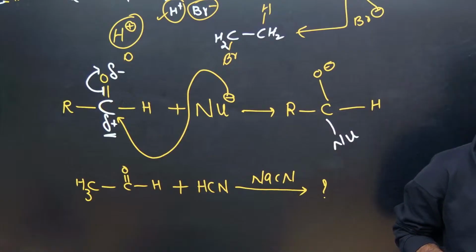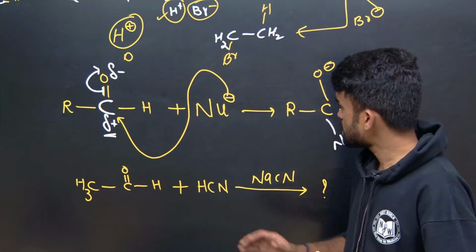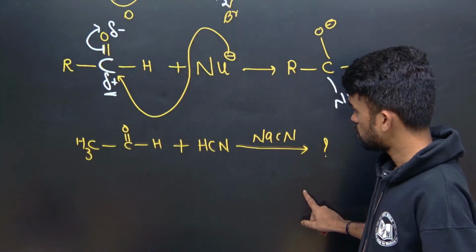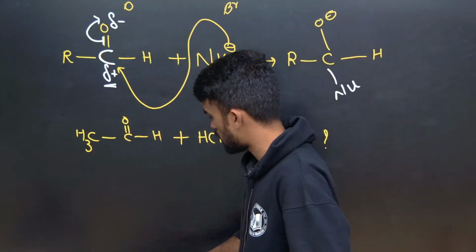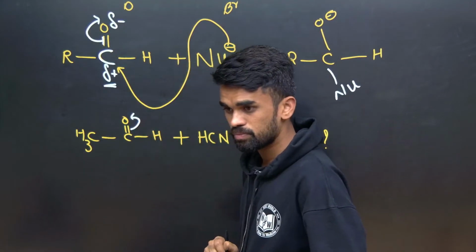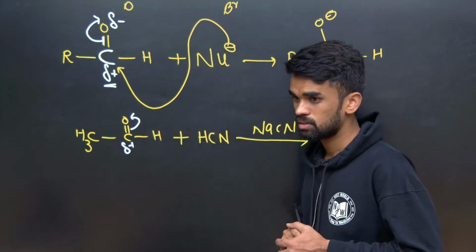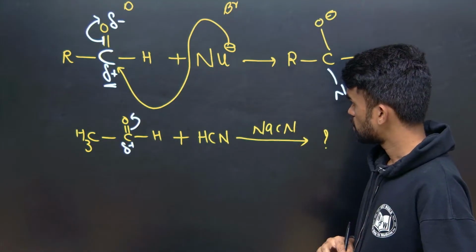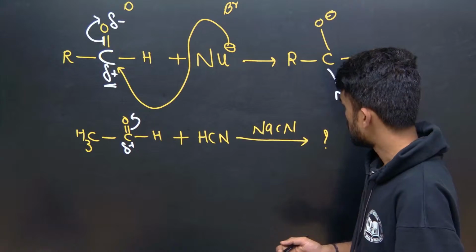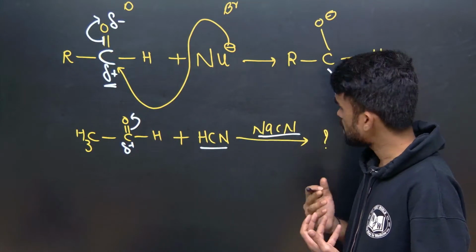How can we understand this kind of reactions? Very easy, just follow the above method. Yes, oxygen is more electronegative, so it will drag these pi electrons towards itself and creates a positive charge. Yes, what can I do next? Now how can we understand here? See, here I have given HCN, here I have given NaCN. So what does it say here?